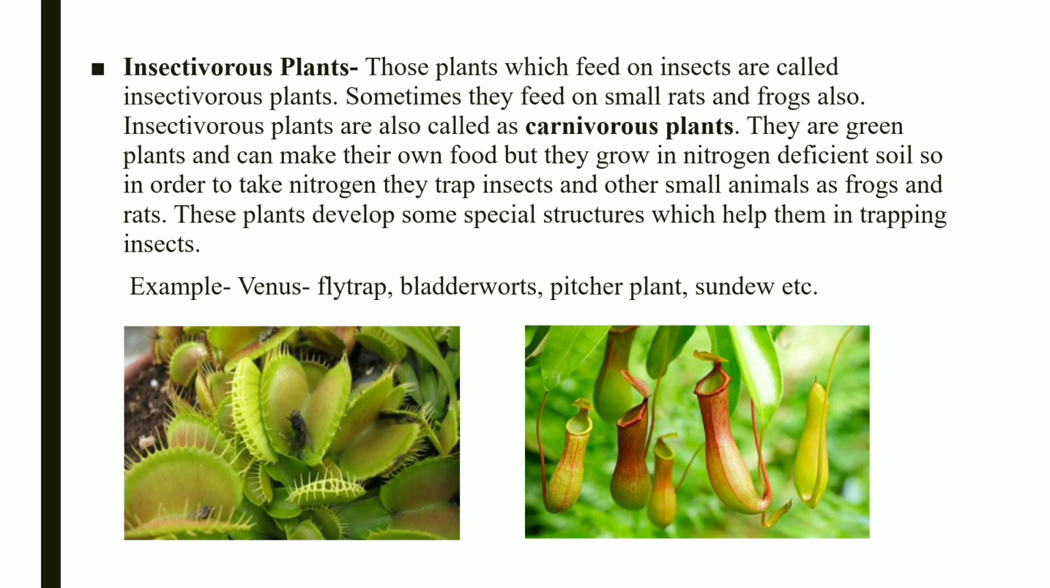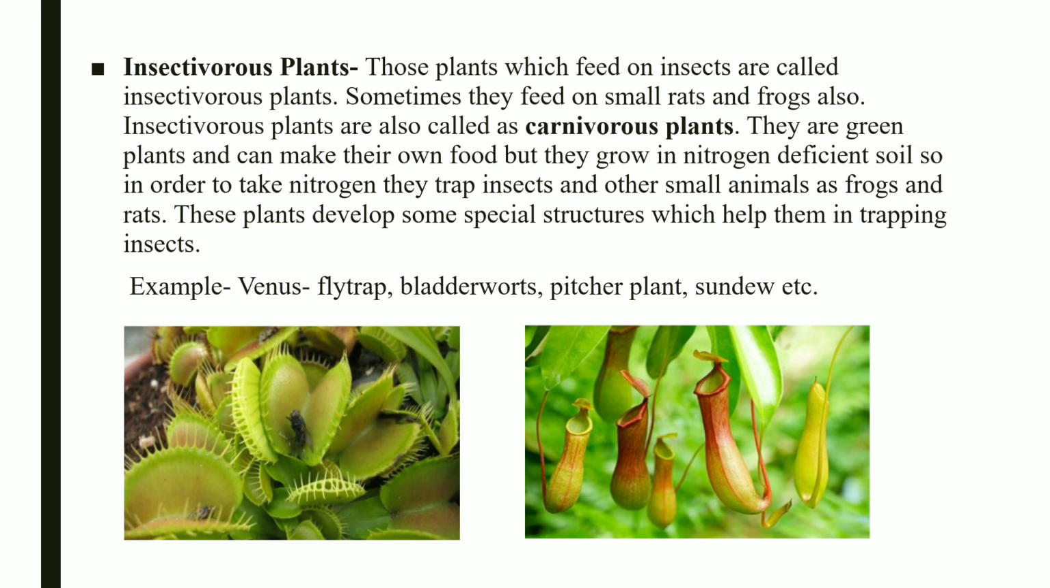So these plants have some special modifications, and they also have some attractive features to attract insects towards them. Examples are Venus flytrap, bladderwort, sundew plants, pitcher plants, etc. See, two images I have given you. The first one is of Venus flytrap and the second one is of pitcher plant.